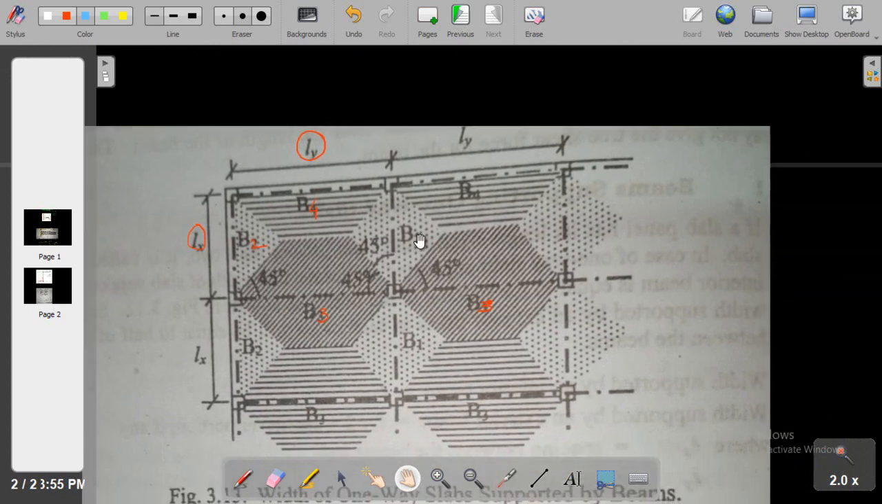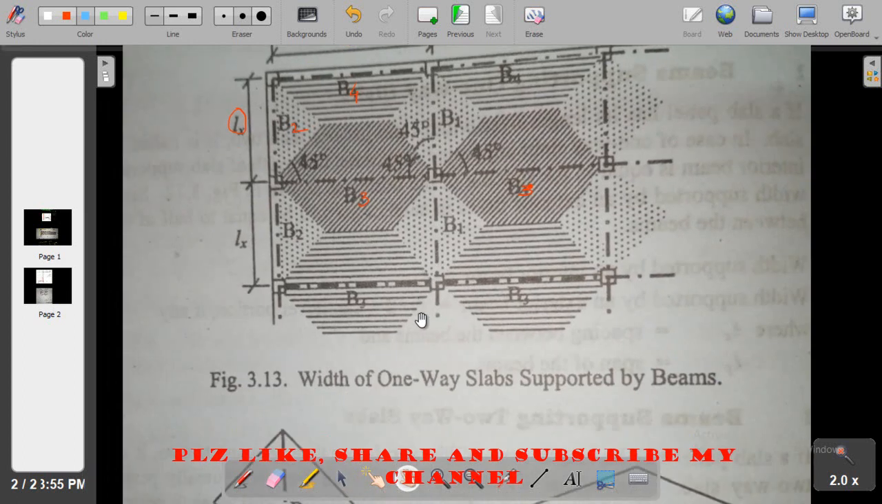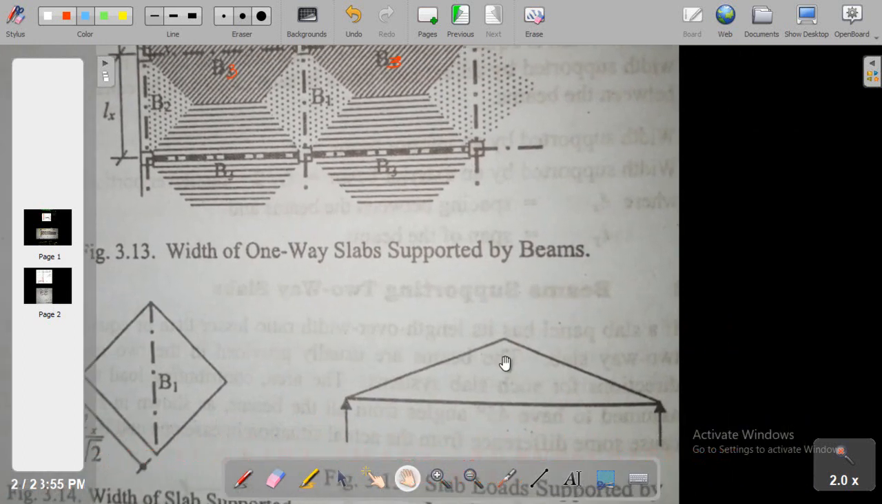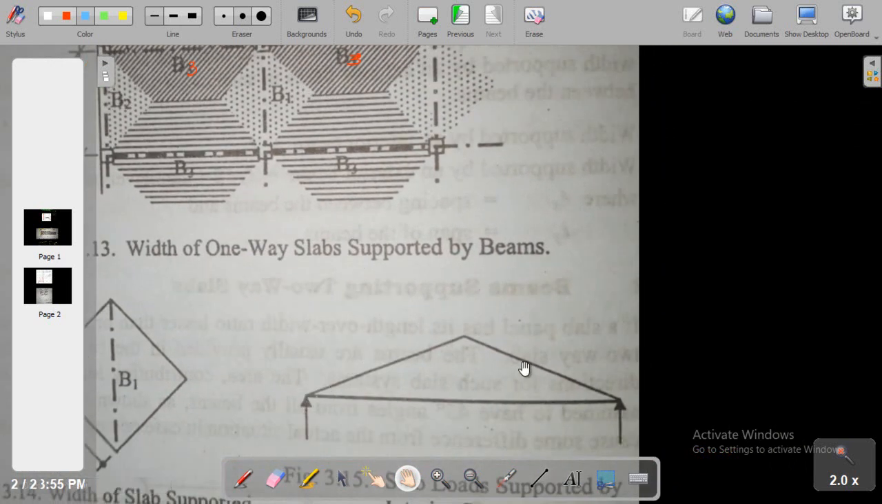Now let's say we are calculating the load over this B1 beam. Noting this point here, you can see the loading area is a triangular area. So that's why the load over this beam will be triangular loading. And I have already shown this here. But remember, we will convert this triangular loading to an equivalent UDL, uniformly distributed loading, because the analysis for such kind of loading is very difficult.